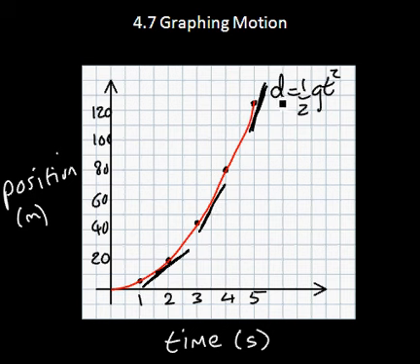And if you look at the equation that we use to calculate those distances, d is equal to something times t squared. That makes this curve a parabola. So if the acceleration is constant, the position versus time graph is going to be getting steeper and steeper, and it's going to be a parabolic curve, distance proportional to t squared.